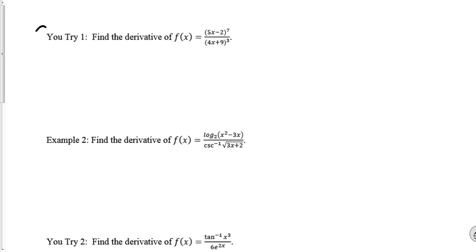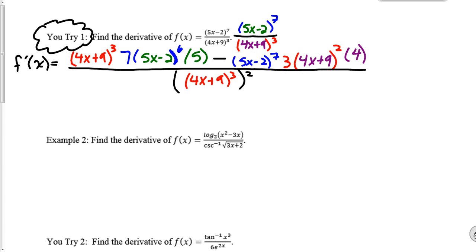Next one is one that I would like you to try. And again, it's just a quotient rule with a chain rule in the top and a chain rule in the bottom. So go ahead and pause the video here to complete u-try 1. Here is the answer to u-try 1. Now, if any part of yours is incorrect, please pause the video here to make corrections.